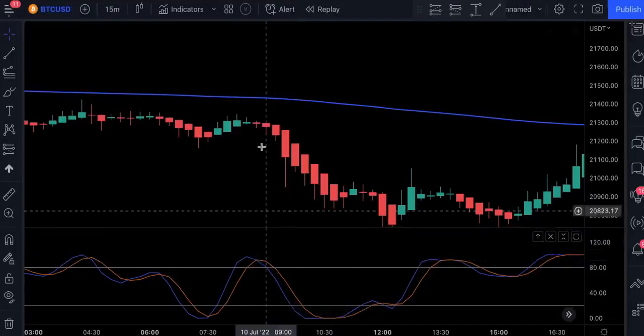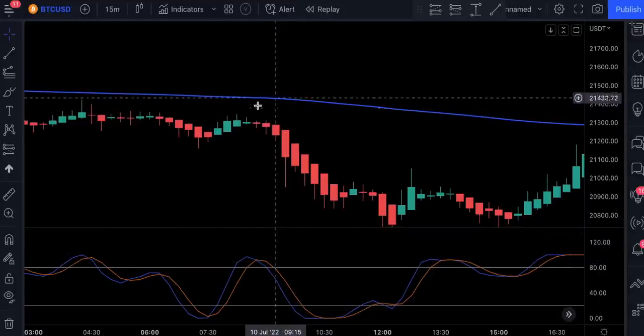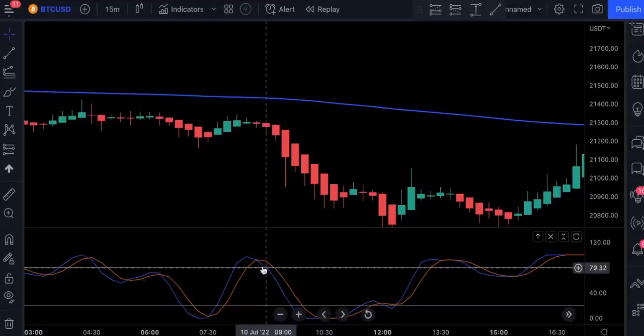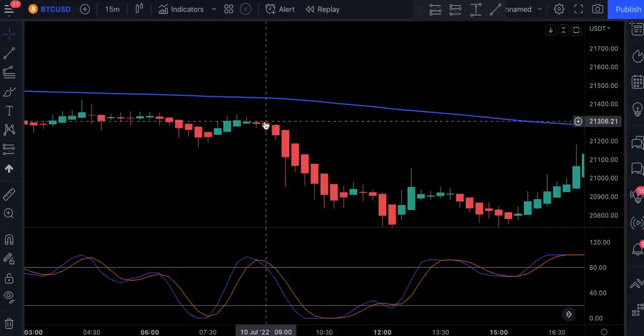Here's an example where you would have taken a short trade. We see the price action is closed below the 200 exponential moving average. The Stochastic issued a new bearish cross, and all our conditions are met.